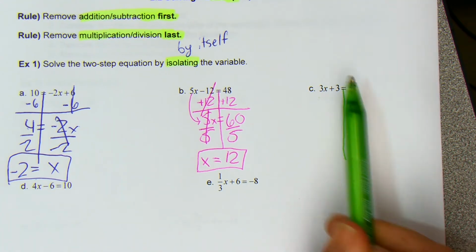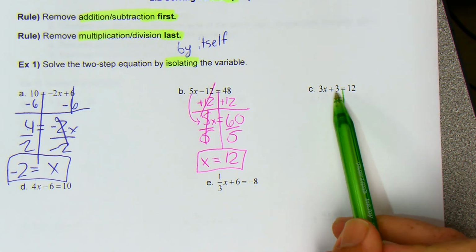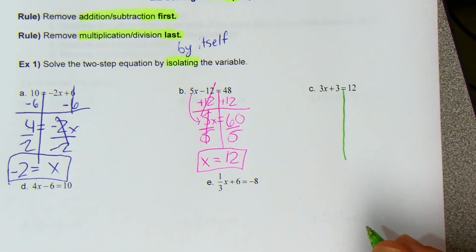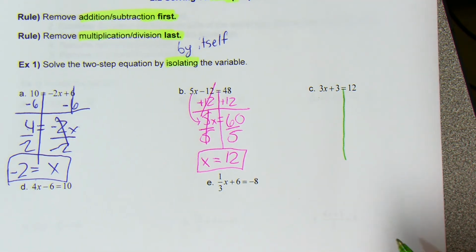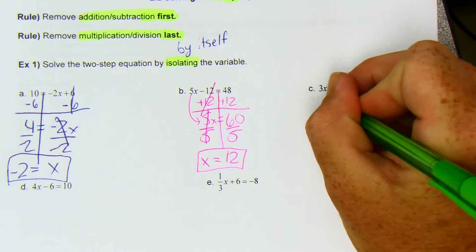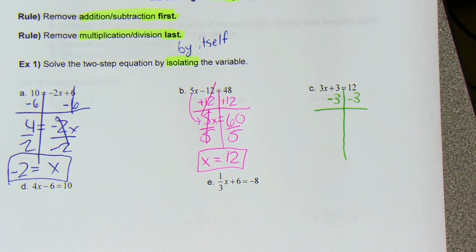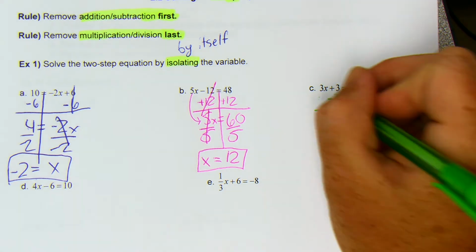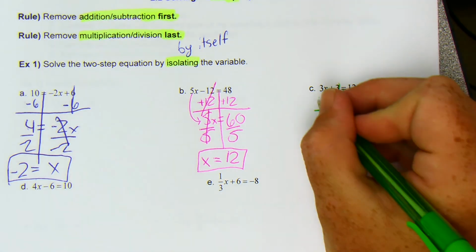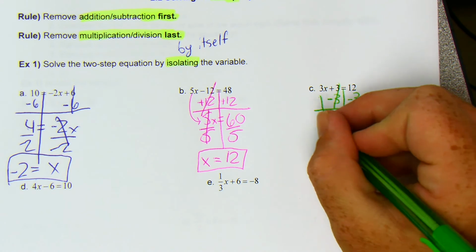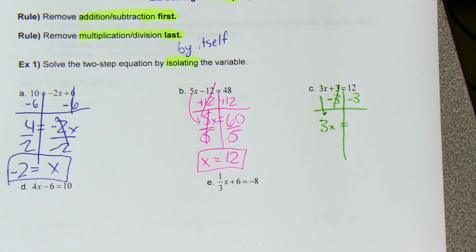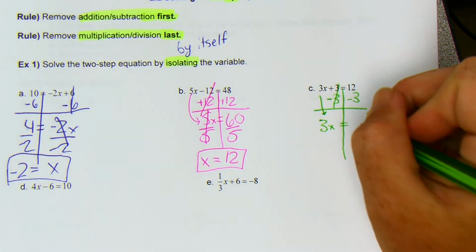This looks like my friend is a positive 3. It's a plus 3. The opposite of a plus 3, in order to move that across the equal sign, would be a minus 3, right? So we're going to subtract 3 from both sides of the equal sign. So 3 minus 3 is 0. I'm going to bring down my 3x. So I have 3x. Going to bring down my equal sign. And 12 minus 3 is 9.